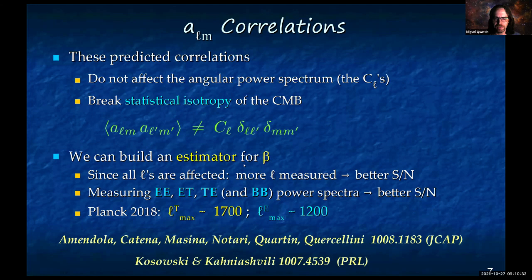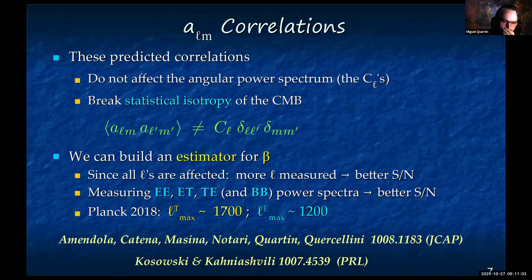So you can build an estimator for this velocity beta. And since all multipoles are affected, this means that the more modes you measure, the more multipoles you measure, the better your signal to noise. And this affects the E, T, and B maps. So if you measure E, T, TE, all the combinations you want, you get more signal to noise, generally speaking. Okay. Now, of course, as I said, Planck 2018 already covers lots of these multipoles. So you get good signal to noise.